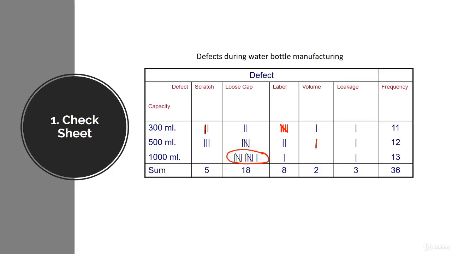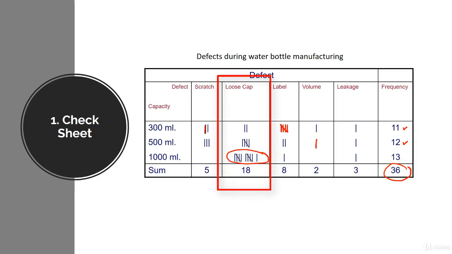At the end of the day, the inspector or the supervisor will make a total of that. So how many bottles? For 300 milliliters, there were 11 bottles which had a problem. For 500 milliliters, there were 12 bottles which had a problem. So there were 36 problems identified during this shift or during this day. Now this can help us in identifying which problem is a more prominent problem.